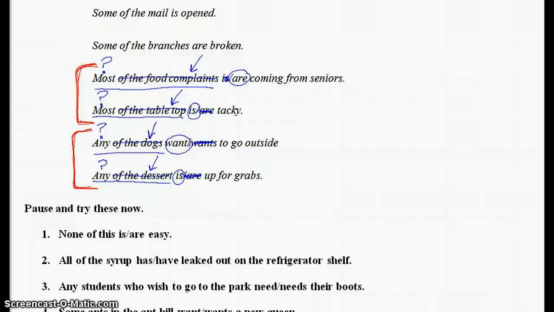Why don't you pause the recording now and try these several down below. We'll be back in a minute.